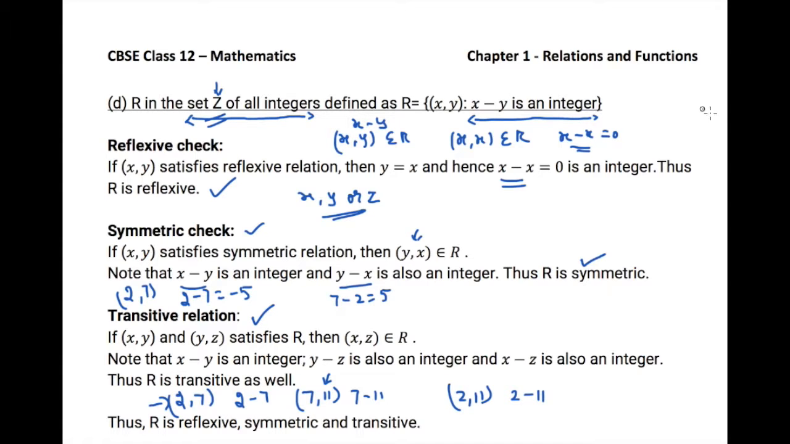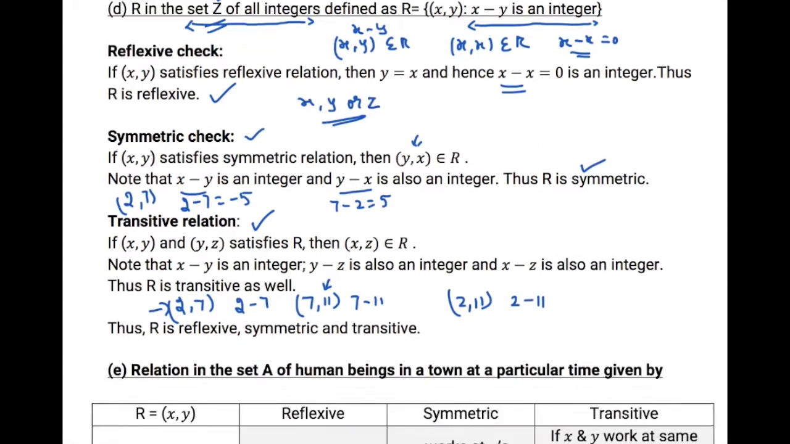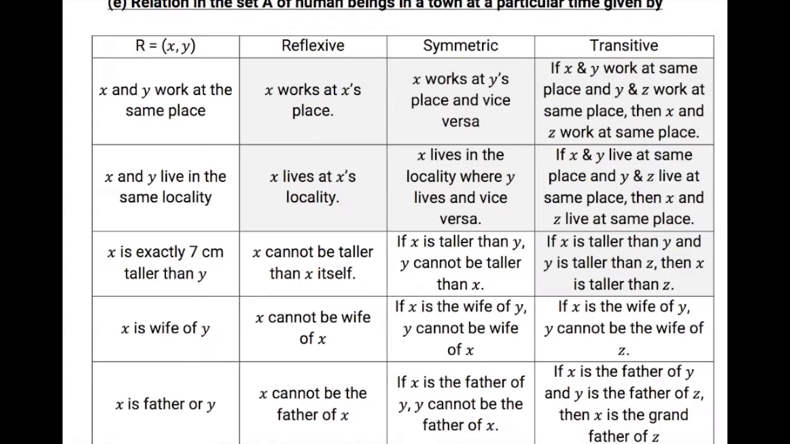Now let us go ahead with the next question. These are the relations given in the book. We need to prove whether each is an equivalence relation, or whether it is reflexive, symmetric or transitive. The set is defined as human beings in a town at a particular time. The first relation here is: x and y work at the same place.